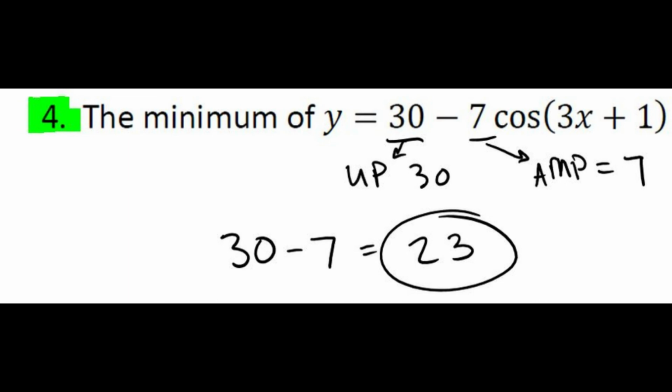but this one has an amplitude of 7. So it's going up 30, and then at that 30 line, it's going 7 above that, 7 below that, 7 above that, 7 below that. So if we're finding the minimum, it would be up 30 and then down 7, because that's the lowest part of our wave. If you go up 30, down 7, you end up at 23 as the minimum.